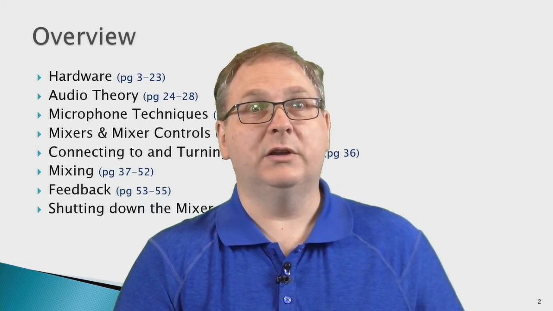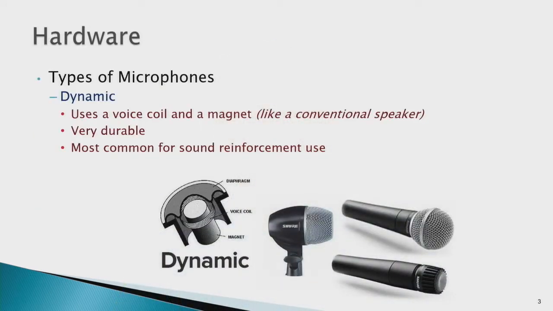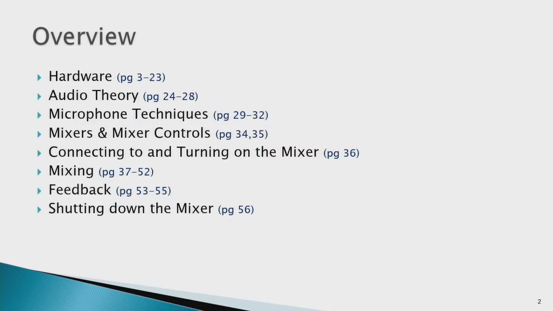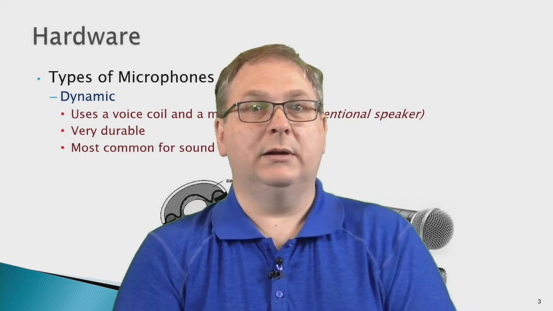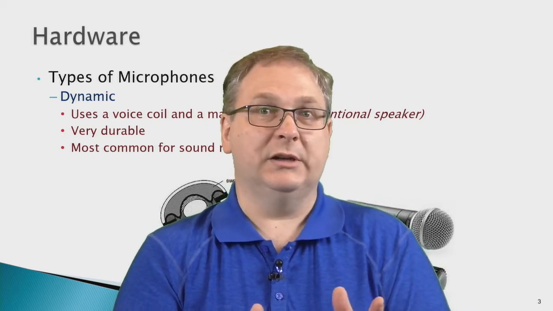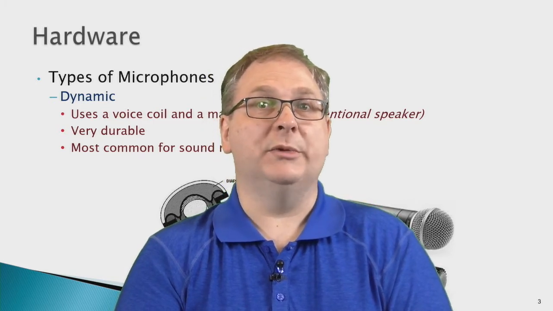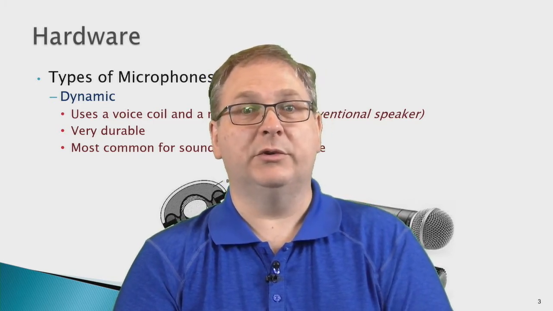So the first is on hardware, and the first types of hardware are microphones. And so the different types of microphones are dynamic, and a dynamic one uses a voice coil. It's much like a conventional speaker. It's very durable, and it's also the most common type that's used for sound reinforcement.